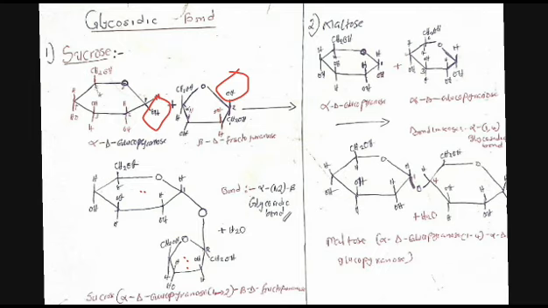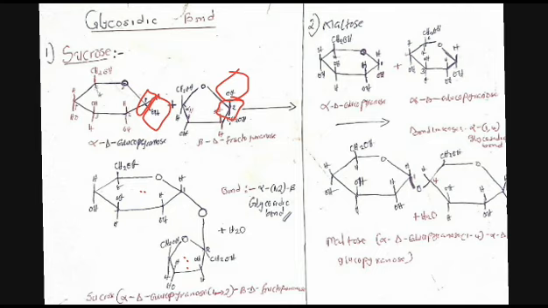And the carbon number 1 here, this carbon, is called the anomeric carbon. That's carbon number 1 for aldoses. And for ketoses, the anomeric carbon is carbon number 2. This carbon that is forming the bond is carbon number 2.